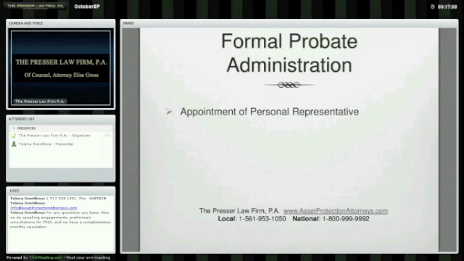Now we have the formal administration. So the most comprehensive type of administration is the formal administration. This type of probate requires filing of a petition, listing the assets that you know about at the beginning, an approximate value, and the proposed beneficiaries. What happens then is the court appoints a personal representative or executor, depending on which state you're in. They issue letters of administration or letters testamentary. Basically, that gives this person the authority to act on behalf of the deceased.